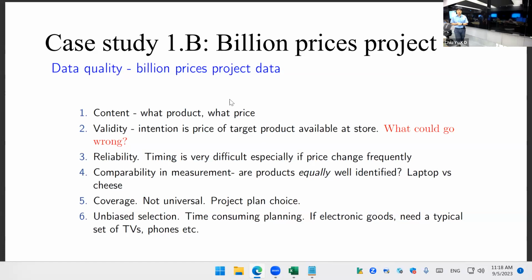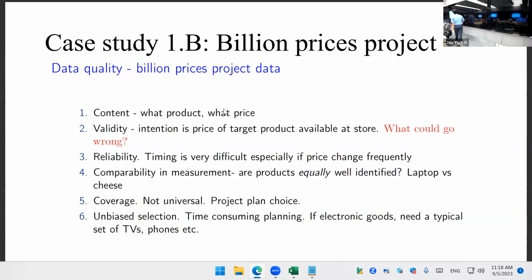That could go wrong. And reliability, right? If the price is for an electronic product, which doesn't change price, it is fine, right? But if you are collecting prices for, say, fish or some vegetables, which change price accordingly, right? Maybe in a Hong Kong typhoon, the price goes up, right? If they don't take that into account, then it can go wrong, right? And the rest will be very straightforward. I'm not going to go one by one. I think you can read that easily. It's very straightforward. Okay. So this is the example.